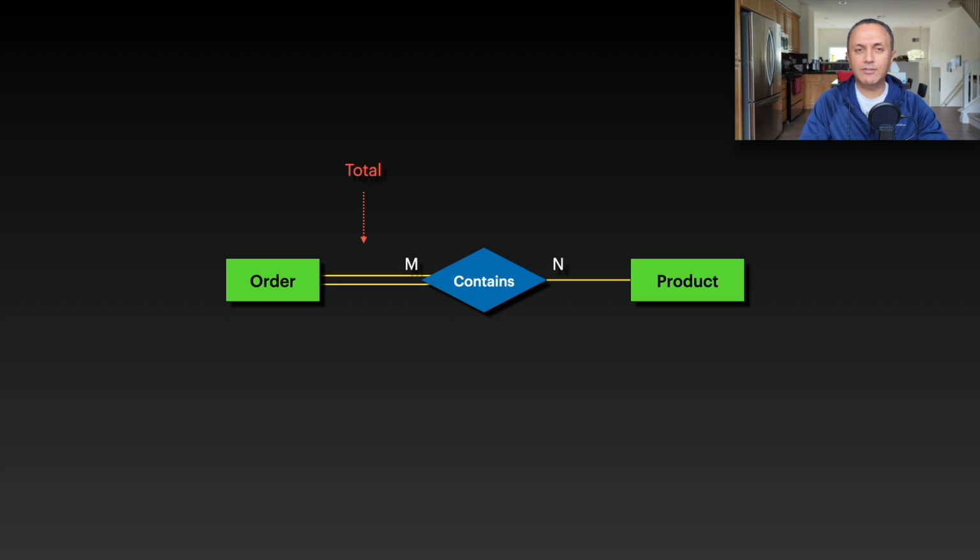On the other side, the product. Does every product have to be part of this relationship? What does that mean? Does every product have to exist in some order? No. Some product you might just have added to the database and no one has ordered it yet. So it exists in the database, but it doesn't exist in any orders. So this is a partial participation on the product side. So this is a single line in the diagram. So this shows what the participation means.